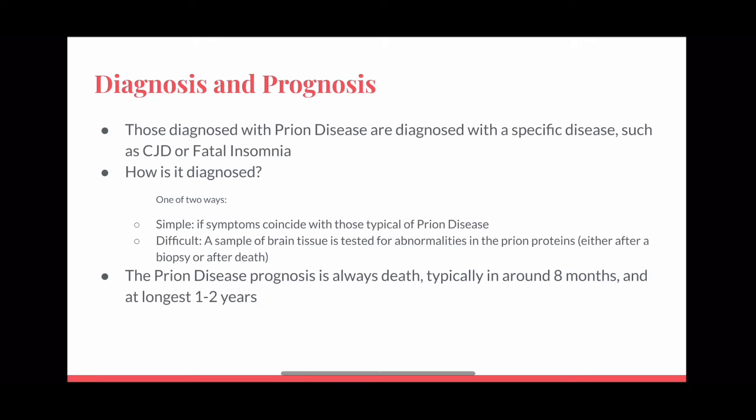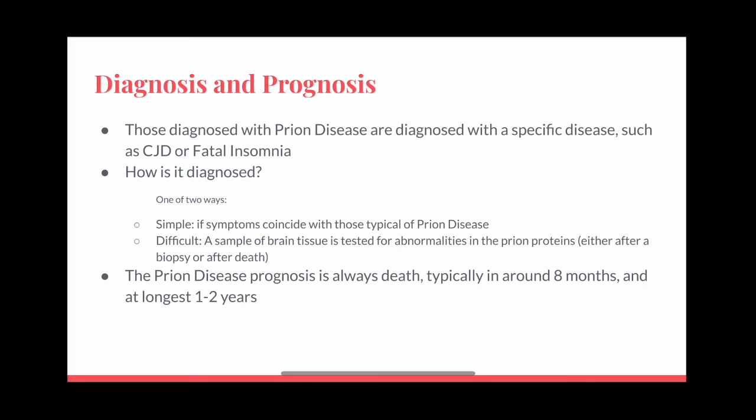Diagnosis and prognosis. So those diagnosed with prion disease are assigned a specific disease such as CJD or fatal insomnia, depending on which one most aligns with their abnormalities and their symptoms, and it's diagnosed in one of 2 ways. The more simple way is by simply having a medical professional look at your symptoms and the signs of your prion disease and see which of the prion diseases it more closely coincides with. And while this is not 100% accurate, it requires much less effort and much less money than the other more complex one, which is by testing the brain tissue for abnormalities in prion proteins, which is taken from a biopsy or a corpse after death.